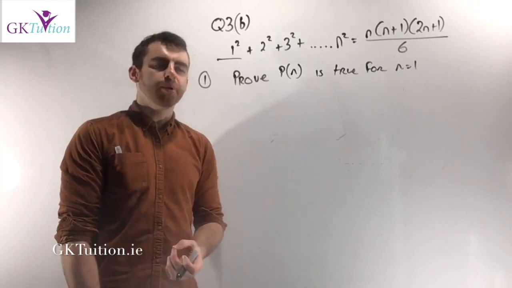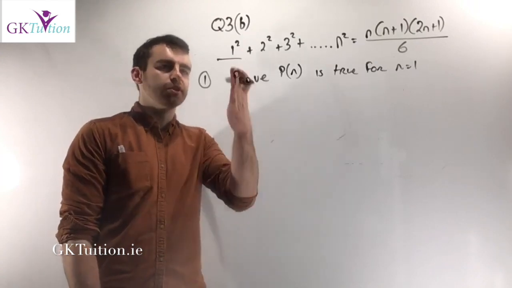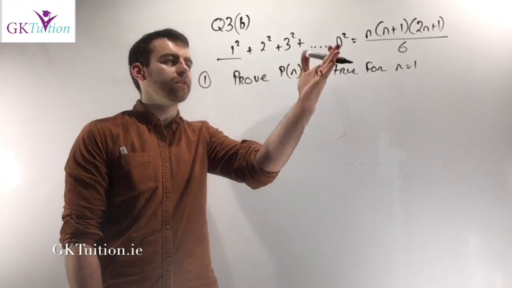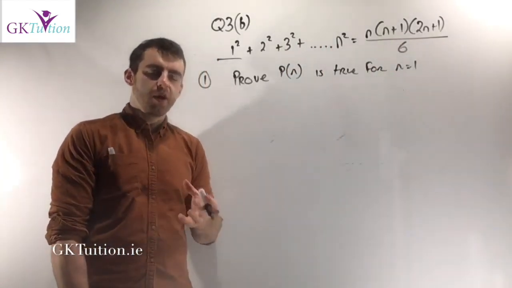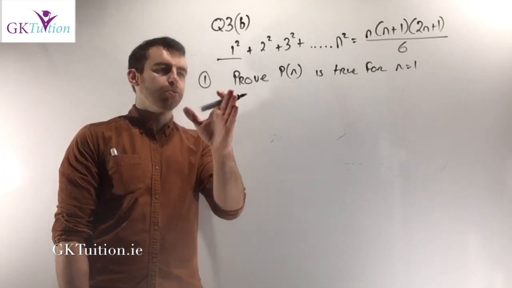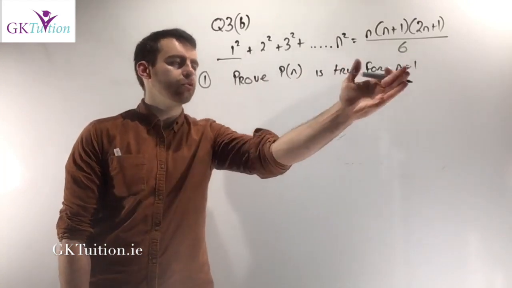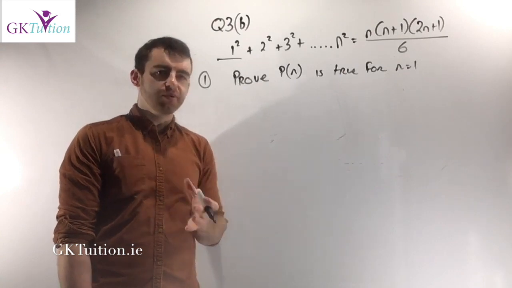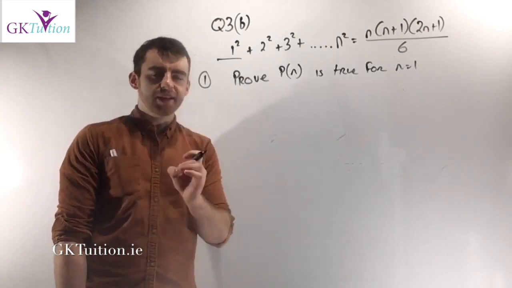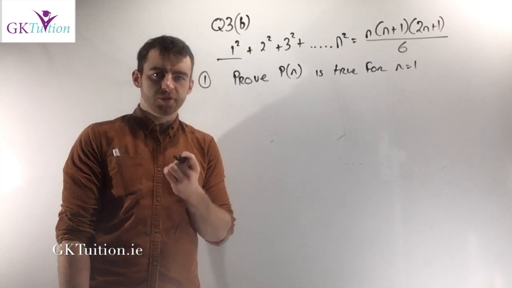Okay, so in part B, we were asked to prove by induction that the sum of the squares of the natural numbers is equal to this. The first step that we always do in induction is we try and prove that P of n, the proposition, is true for n equals 1. Remember that if we're dealing with a series on the left-hand side, the thing that is variable is the number of terms.